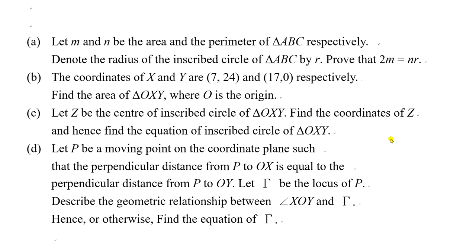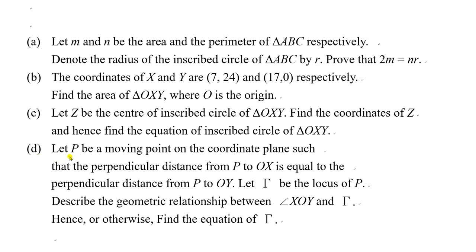Now, first of all, find the area of triangle OXY. C. Let Z be the center of the inscribed circle of triangle OXY. Find the coordinate of Z, and hence find the equation of the inscribed circle of this triangle. Now, of course, you may need to use part A, okay? Because you get some information from part A, you can directly use it in part C. Even though you do not know how to do part A, in the exam you can still apply the result of part A and finish part C.